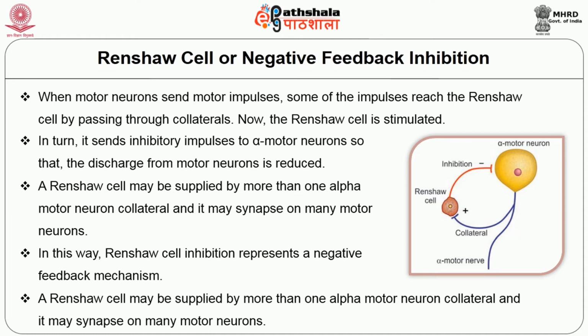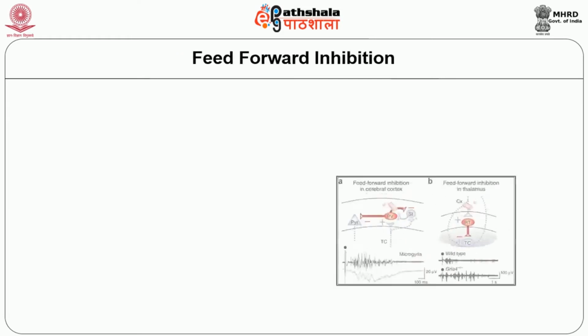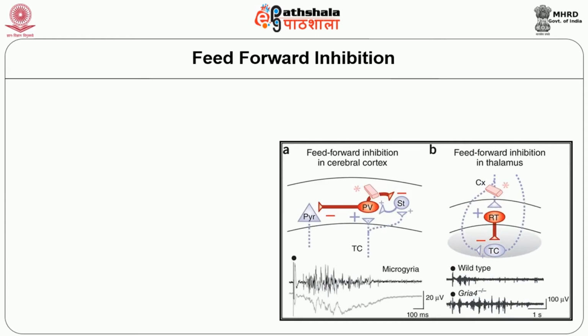In this way, Renshaw cell inhibition represents a negative feedback mechanism. Next, we are going to see about feed-forward inhibition.